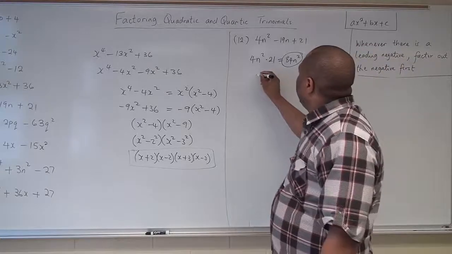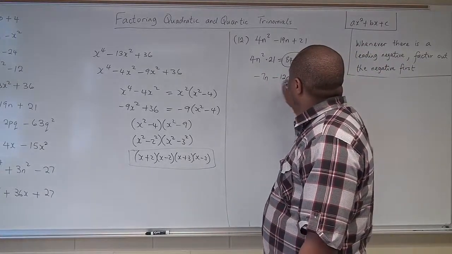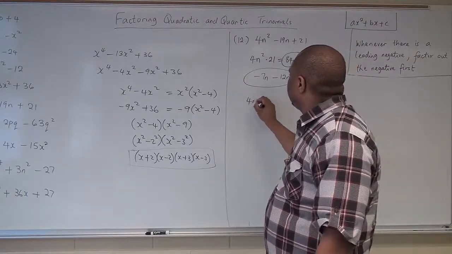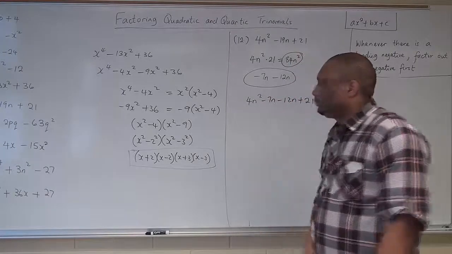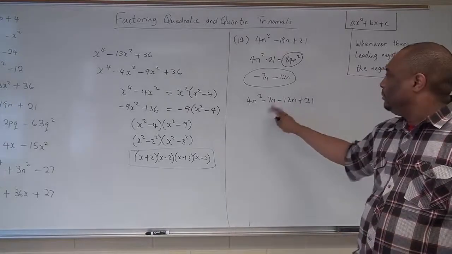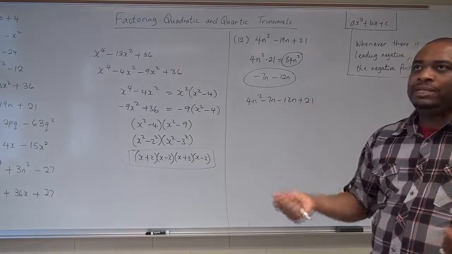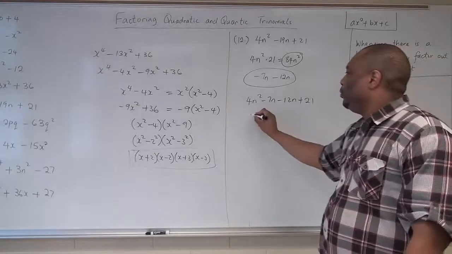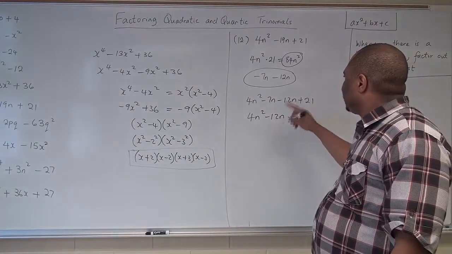So we have negative 7n, negative 12n. This is what will work here. So we have 4n squared minus 7n minus 12n plus 21. If you want, you can rearrange it, because you see 4 and 12, 7 and 21. But you will not avoid the leading negative, because the two factors are negatives.